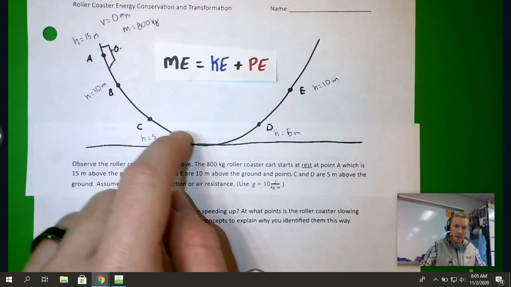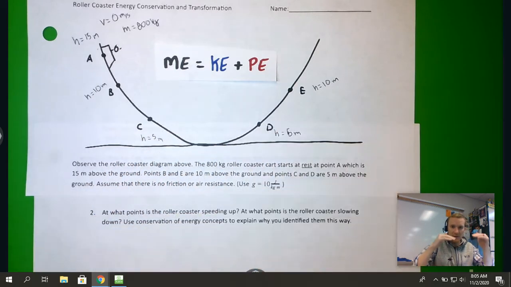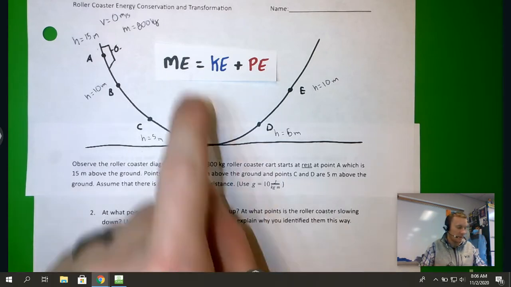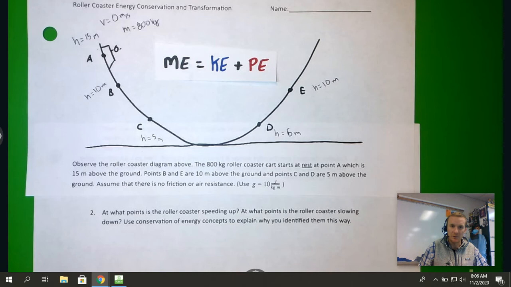And then let's think about what happens to that energy on the way back up. It's going to gain that potential energy again, and as a result, it's going to have to lose that kinetic energy in order to balance that out, so that we have the exact same mechanical energy at every single point in the system. Okay, so whatever one energy form gains, the other loses, but their totals always stay the same.